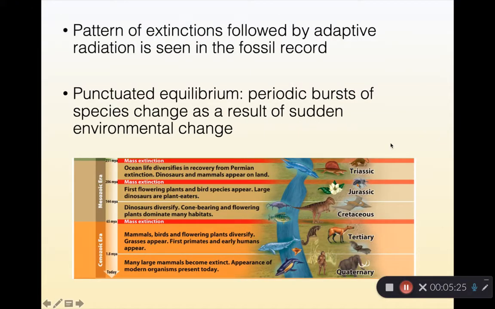And so this continues to happen. We're having these patterns of extinctions followed by adaptive radiation, and we can see that in the fossil record. And what we call this is punctuated equilibrium. So we have these periodic bursts of species change as a result of sudden environmental change. So we're getting sudden environmental changes, then the species are adapting and evolving to their new climates. And this keeps on happening back and forth. And ultimately, this is what influences the distribution of species that we see today.